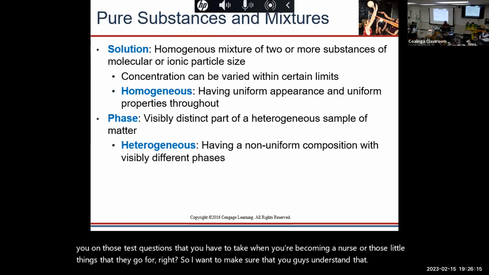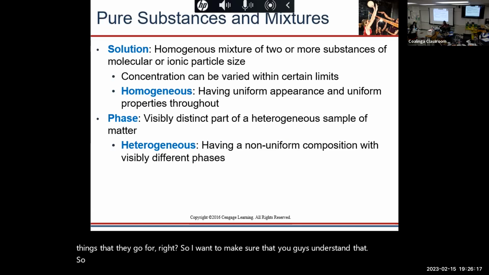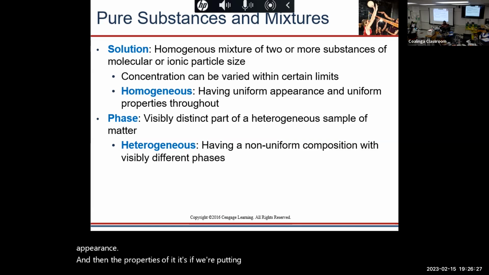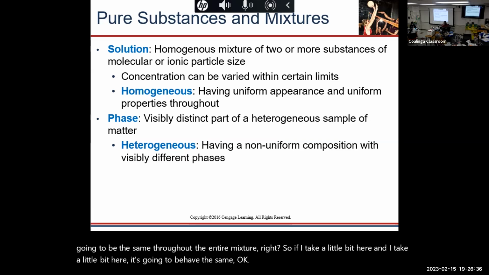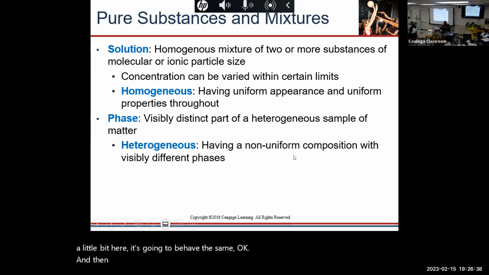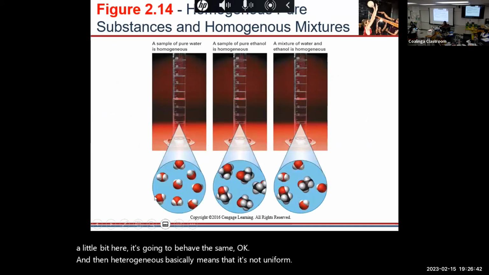Okay, so homogeneous basically means that it looks uniform. It's the same throughout in appearance. And then the physical properties, if we're putting them together, are going to be the same throughout the entire mixture. So if I take a little bit here and a little bit here, it's going to behave the same. And then heterogeneous basically means that it's non-uniform.